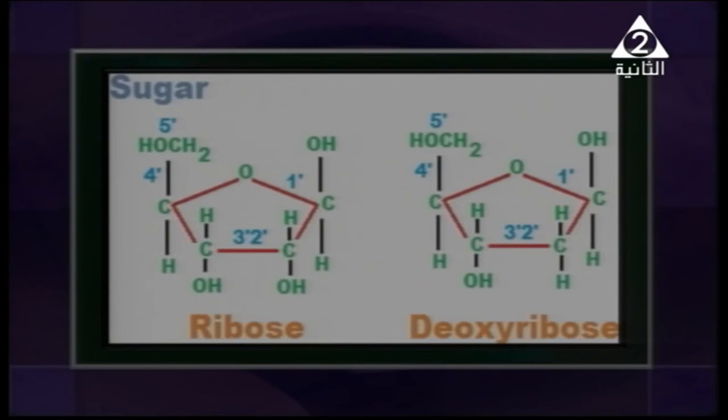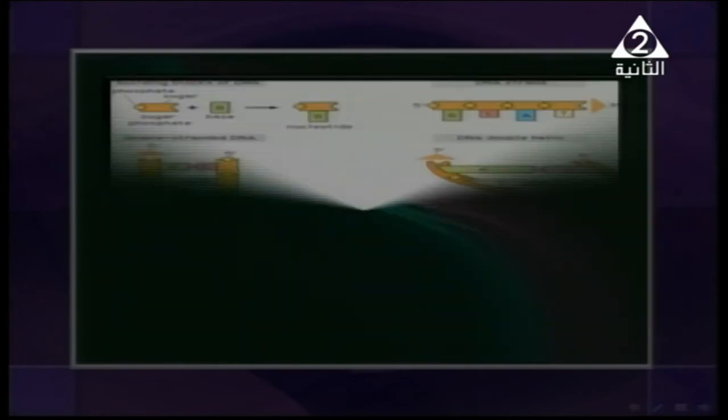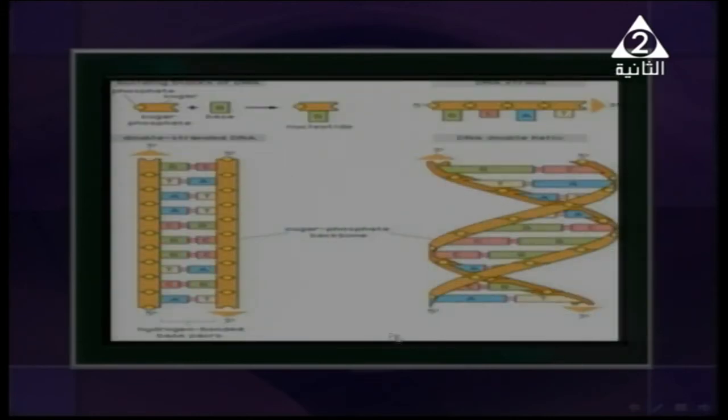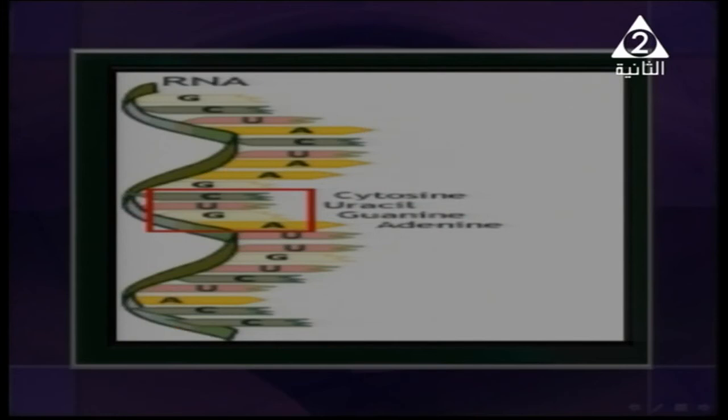This figure represents the difference between pentose sugar in DNA and the pentose sugar in RNA. Here in RNA there is an oxygen atom, but here in DNA no oxygen atom. DNA consists of double strands of nucleotides, but RNA consists of a single strand of sugar phosphate backbone.